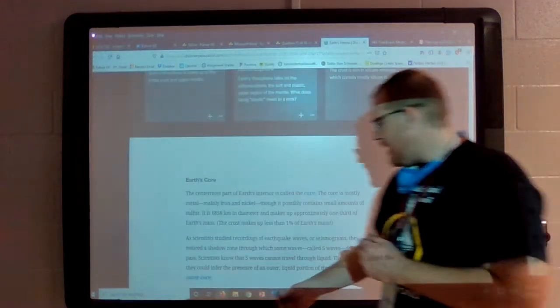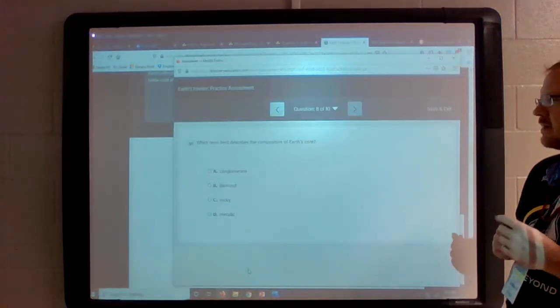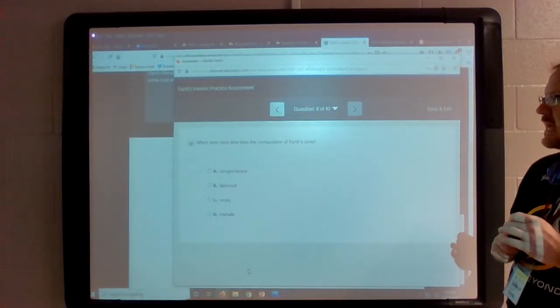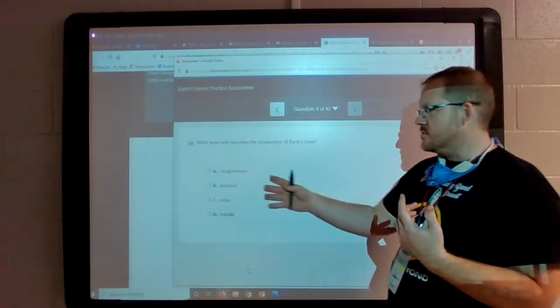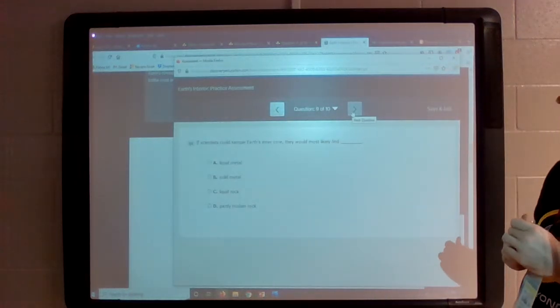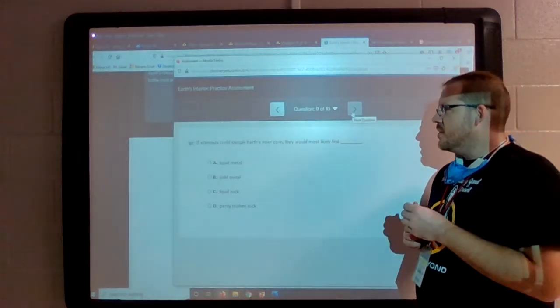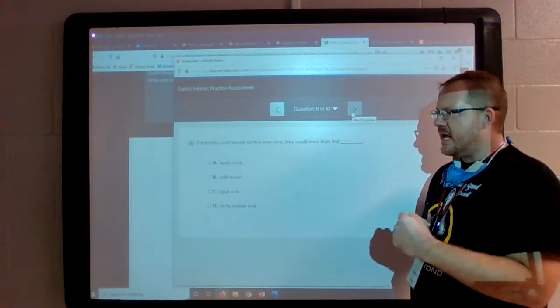And so if you go back to the answer sheet, you should be able to find out what kind of composition describes the Earth's core. So look for one of these four terms in the core section. Number 9, if a scientist could sample Earth's core, they would most likely find what? What would they find if they took something out of Earth's core?